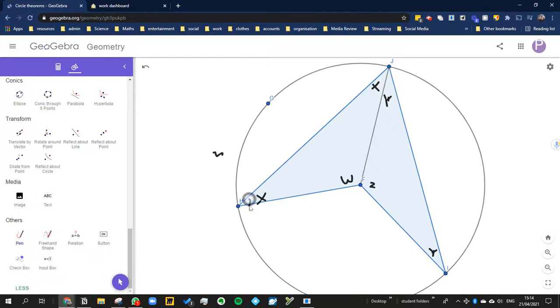So angle X, these 2 angles are the same, and we know that all angles in a triangle add up to 180. So that must mean that 2x plus w equals 180 degrees. And for the same reason, 2y plus z is also equal to 180. So that should be useful, shouldn't it?